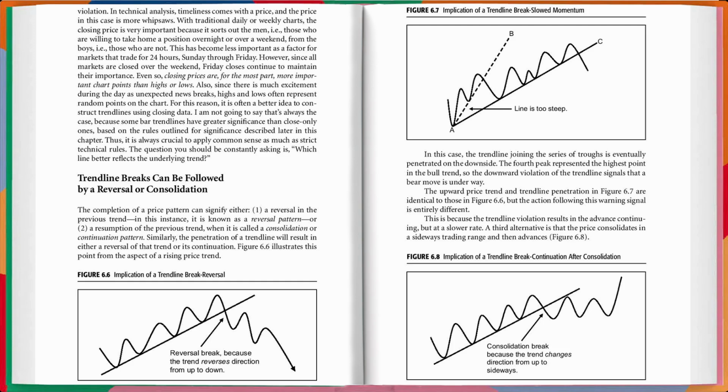Even so, closing prices are, for the most part, more important chart points than highs or lows. Also, since there is much excitement during the day as unexpected news breaks, highs and lows often represent random points on the chart. For this reason, it is often a better idea to construct trend lines using closing data. I'm not going to say that's always the case, because some bar trend lines have greater significance than close-only ones, based on the rules outlined for significance described later in this chapter. Thus, it is always crucial to apply common sense as much as strict technical rules. The question you should be constantly asking is, which line better reflects the underlying trend?